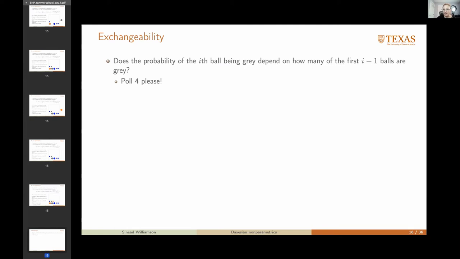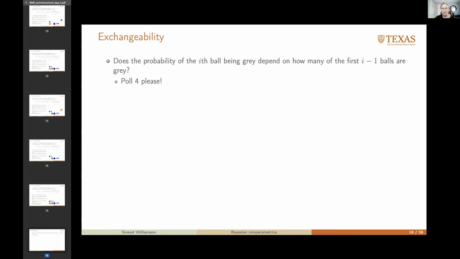Okay, so looking at the numbers so far, the consensus seems to be, let's see, a few more to come in. But the majority seem to be saying that yes, the probability of the ith ball being gray does indeed depend on how many of the previous balls were gray. And yes, that's true, right?